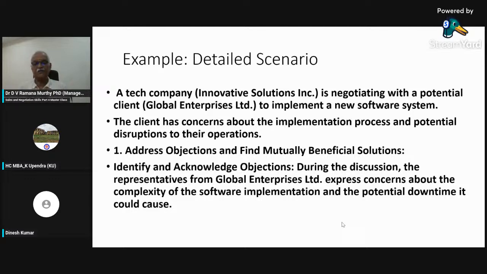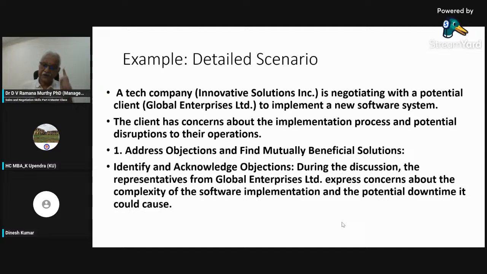They are not sure about how you can implement your software program suggested, and there can be some potential disruptions, some disturbances with the existing system, existing operations. This is their major concern. This is their major concern, mind it. So now first step would be address objections and find mutually beneficial solutions.